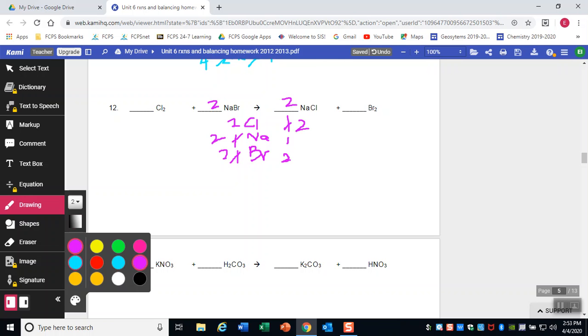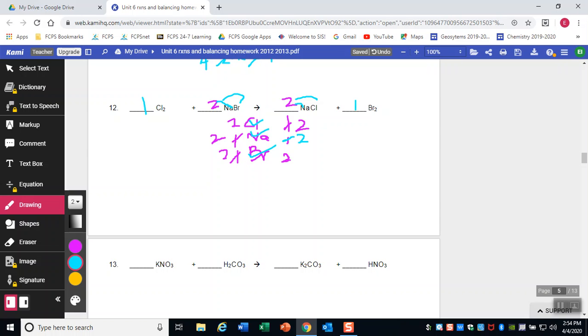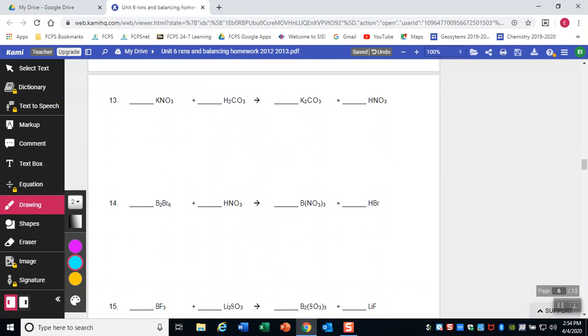And now we'll do a quick check. 2 chlorine, 2 chlorine, so check. 2 sodium, 2 sodium. Oh, that's right, I've got 2 over here. So that's good, because that doubled that too. And 2 bromine, 2 sodium, 2 bromine, and 2 bromine. So check. So that would be 1, 2, 2, 1. Excellent.